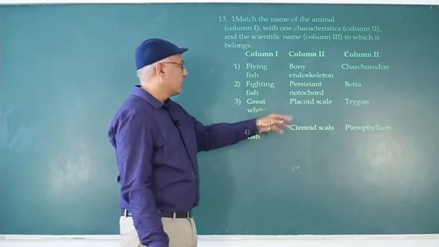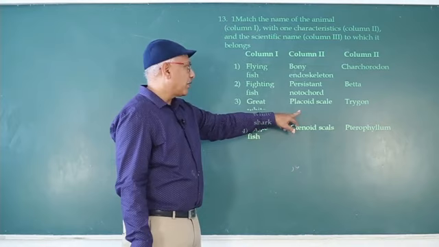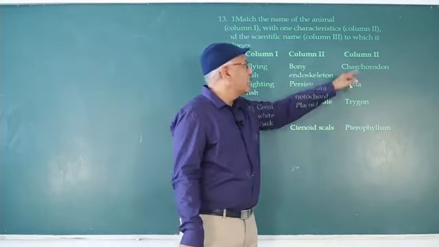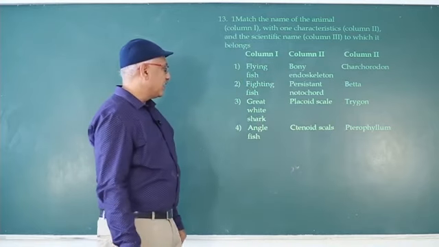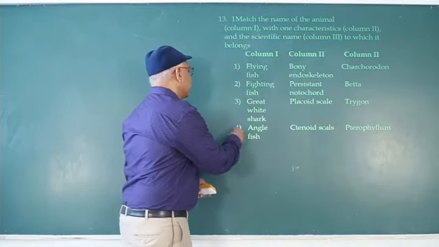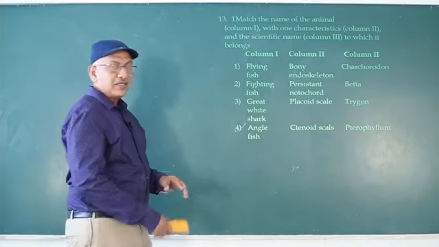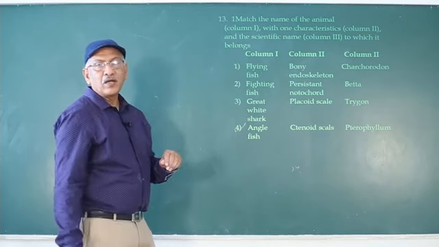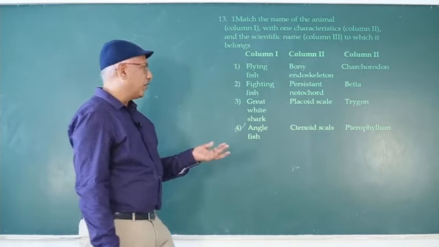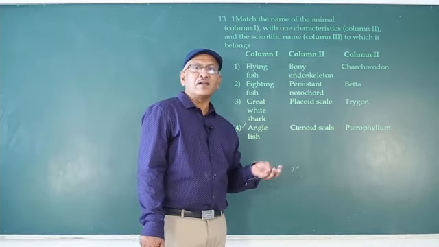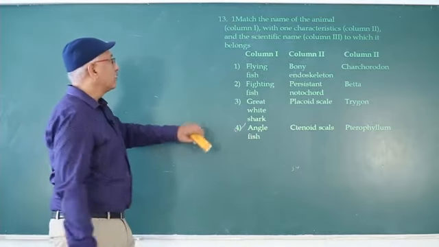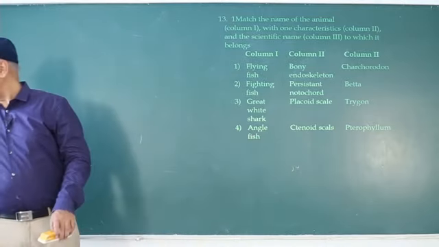Great white shark: placoid scales, correct. Trigon, wrong. Great white shark is Carcharodon. Angel fish, ctenoid scales, Pterophyllum. So the answer is the fourth one. Pterophyllum, angel fish, belongs to Osteichthyes, which means bony fish. In bony fish, scales are ctenoid, cycloid or ganoid type. So the answer is the fourth. So, next question.